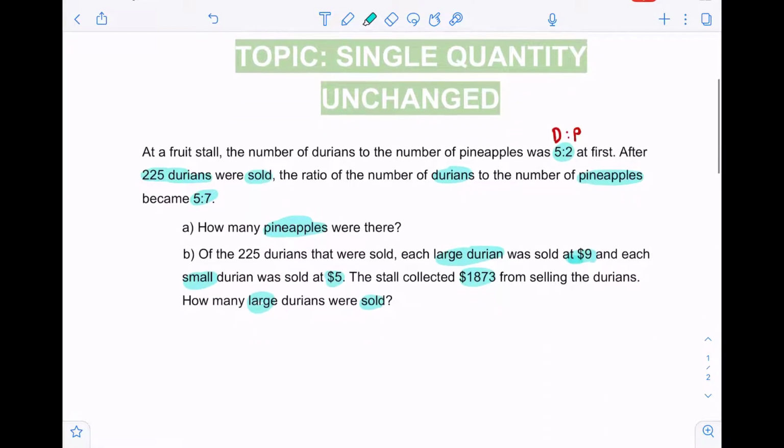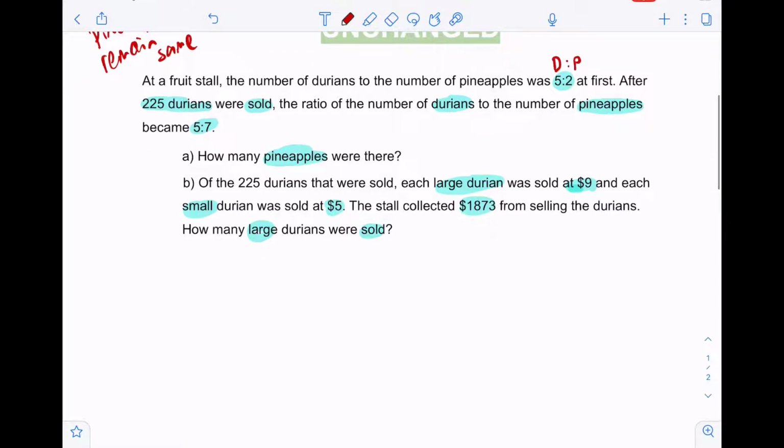Now, the first question is when only the durians were sold. Only the durians were sold, which means the number of pineapples was untouched. Pineapples remain the same. So we need to ensure that when we compare the ratios, the pineapples is indeed the same. So part A, we have durians to pineapples.